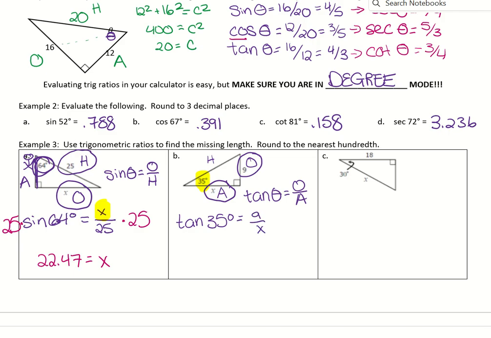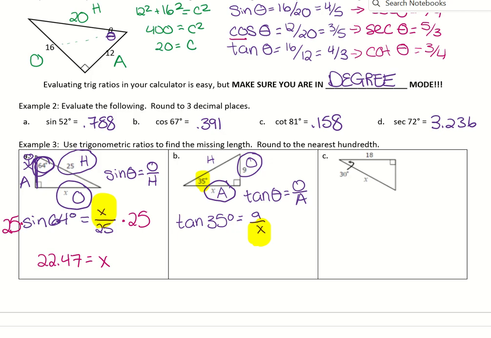Okay, so this one is a little bit different than the previous one because here x was on the top, but over here x is on the bottom. What do we do when x is on the bottom? Well, there's a little trick we can do, and this is mathematically sound. If we put this over 1, then we can cross multiply, and then we'll end up dividing by the tangent of 35 degrees. So here's the trick.